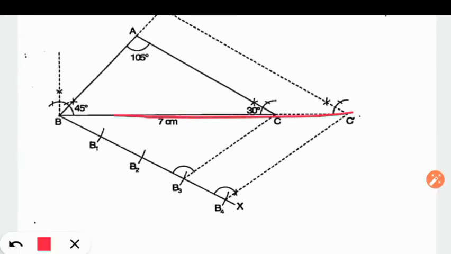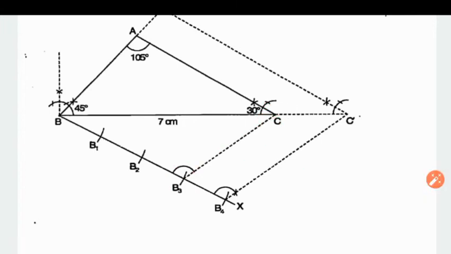Draw any angle BCX, divide BX into 4 equal parts, B1, B2, B3, B4. So in the scale factor, we have 4 by 3. We have used 4 right now. We haven't used 3. Now we are going to use 3. So from B3, join B3 and C.